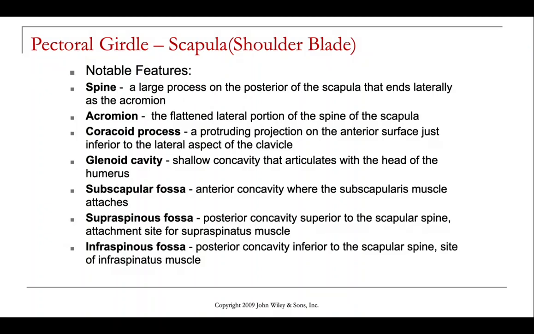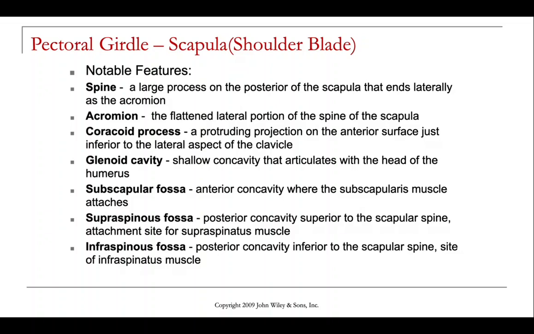So looking at the scapula, the spine is a large process on the posterior of the scapula. It ends laterally at the acromion. When you feel your shoulder blade on the back, this is the ridge that you feel going horizontally. The acromion is the flattened lateral portion of the spine of the scapula. The coracoid process is a protruding projection on the anterior surface. It's just inferior to the lateral aspect of the clavicle. So it's where you're going to have your clavicle meet up with it.